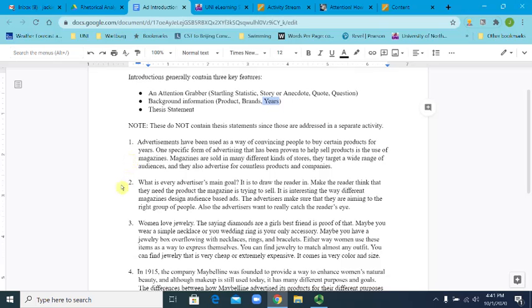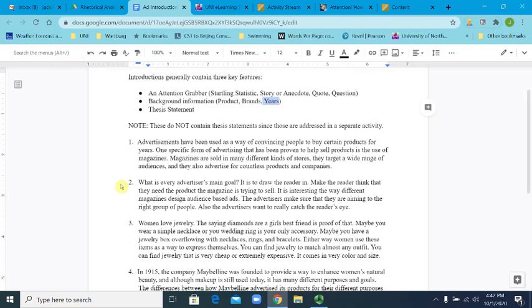Our second example: "What is every advertiser's main goal?" It is indeed a question, but it is not a question that's effective in drawing us in to the topic of the actual paper. The rest of this: "It is to draw the reader in, make the reader think that they need the product the magazine is trying to sell.